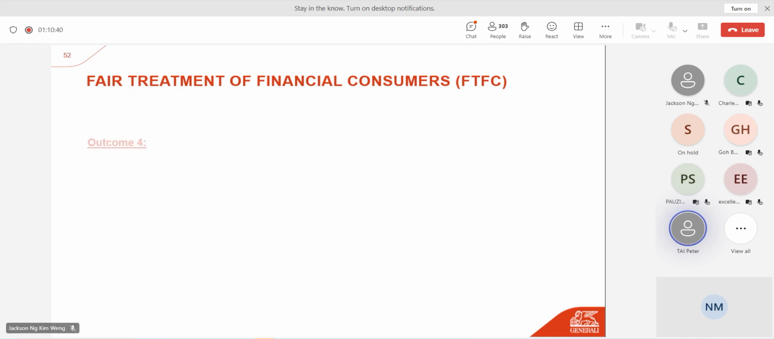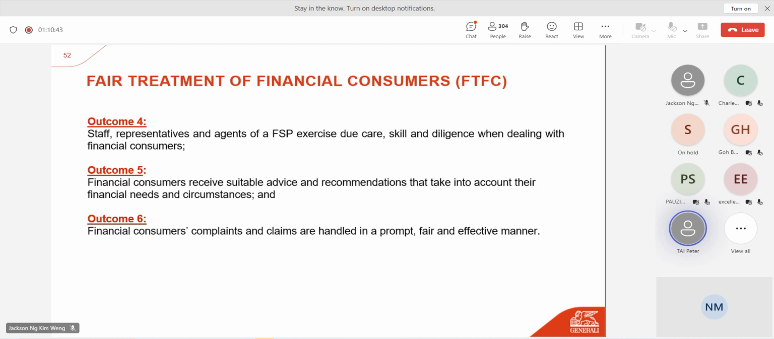Next page. Staff, representatives, and agents of financial services must exercise due care, skill, and diligence. This is a repeat of our core value. Financial consumers receive suitable advice, recommended taking into account their financial needs and circumstances. This is more towards life policy, because we received a lot of complaints when I was in AXA in those days. AXA life policy holders wanted to terminate the policy because of the monthly auto deduction; some of them could not sustain the policy, so they wanted to surrender it. When they surrender, we have to ask why they are surrendering the policy. Most of the time they tell us, sorry, I can't afford the monthly installment anymore because I have other commitments.